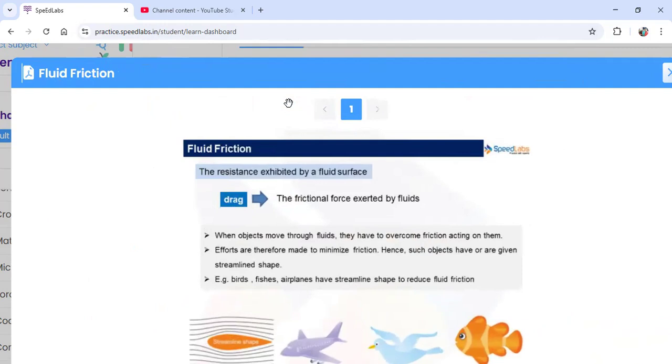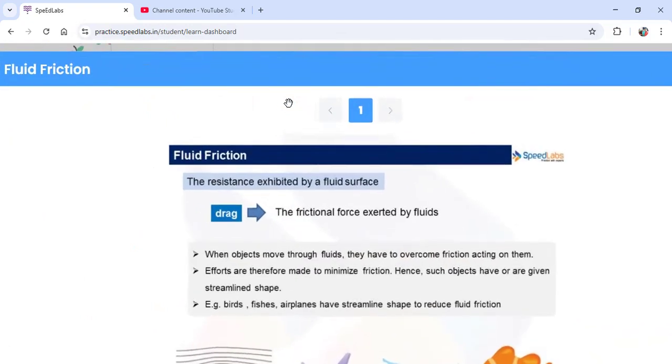Okay, last concept, children, fluid friction. The resistance exhibited by the fluid is called fluid friction, or also called viscous drag. The frictional force exerted by the fluid is called viscous drag or just drag, you can write. When an object moves through the fluid, it has to overcome the friction acting on it. So efforts are made to minimize the friction. Hence, such objects are given a streamlined shape. Example, birds, fishes, aeroplanes have streamlined shapes to reduce the friction.